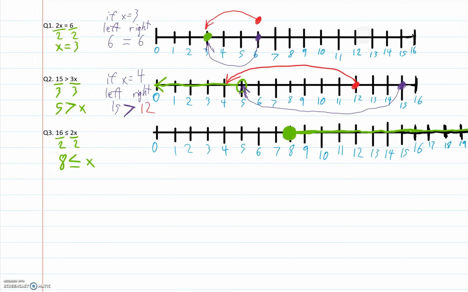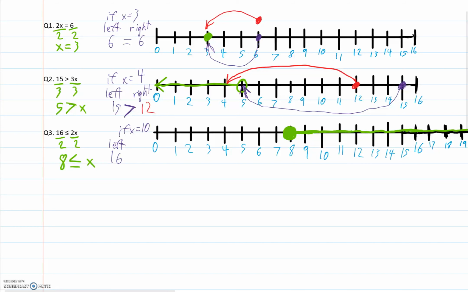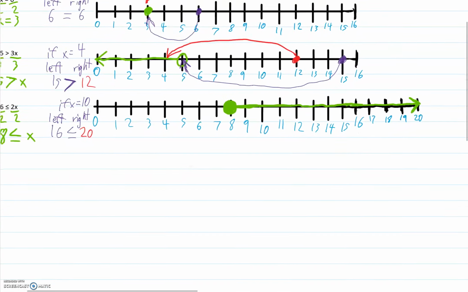Now x needs to be some number bigger than 8 or equal to 8, but I'm going to choose 10. So if x equals 10, then the left side is still 16, and the right side is 2 times 10, which is 20. That does fit, so 20 is greater than 16, greater than or equal to, in this case just greater than.